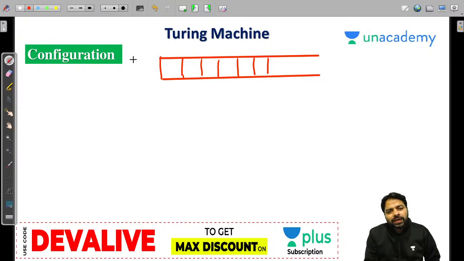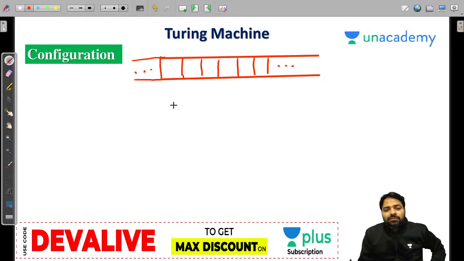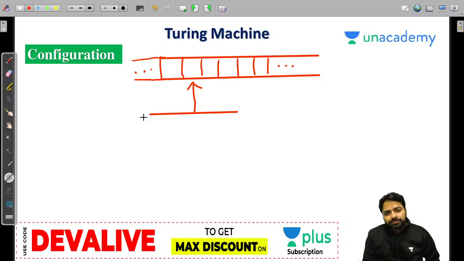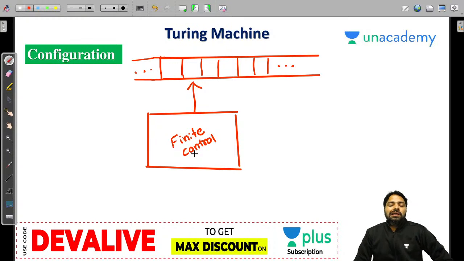If you want to use two-way, you just have to put 3 dots here, 3 dots here, because both sides are infinite. If you want one way, it means you can start from just one side. So I'm keeping an arrow here. So let me take a two-way infinite tape. That's fine. And here this is the finite control. Any machine in the world must have the finite control. You cannot write the infinite configuration.